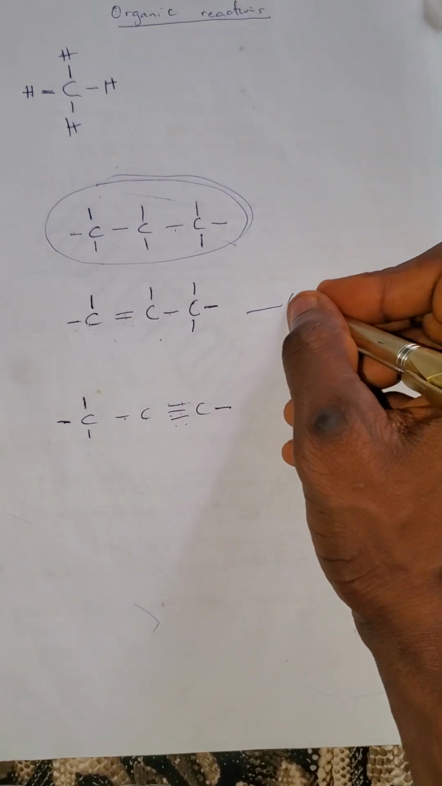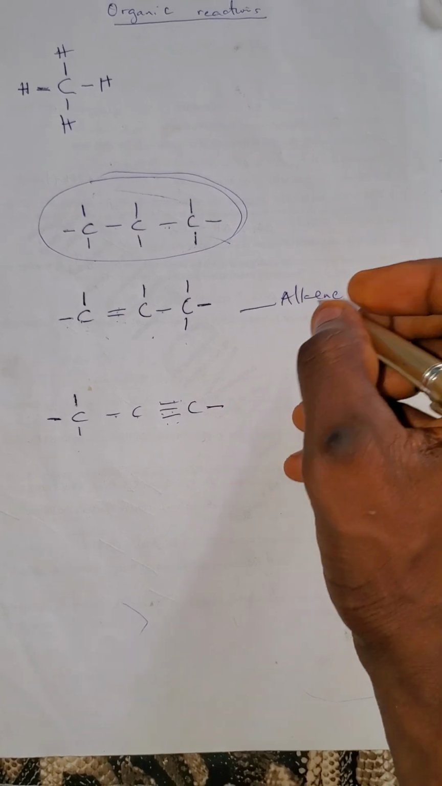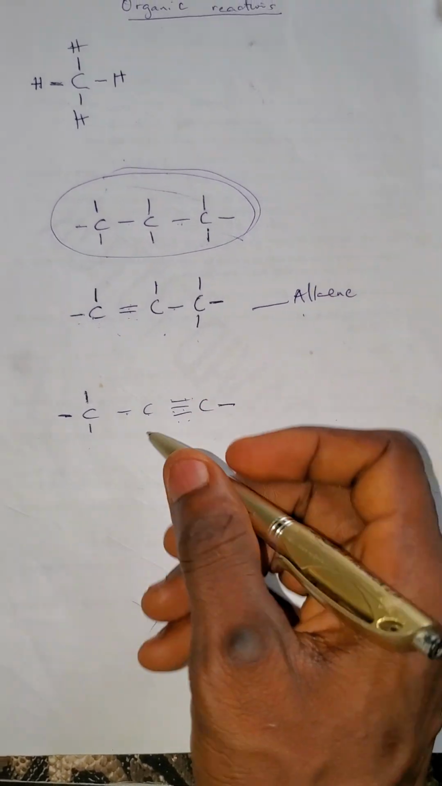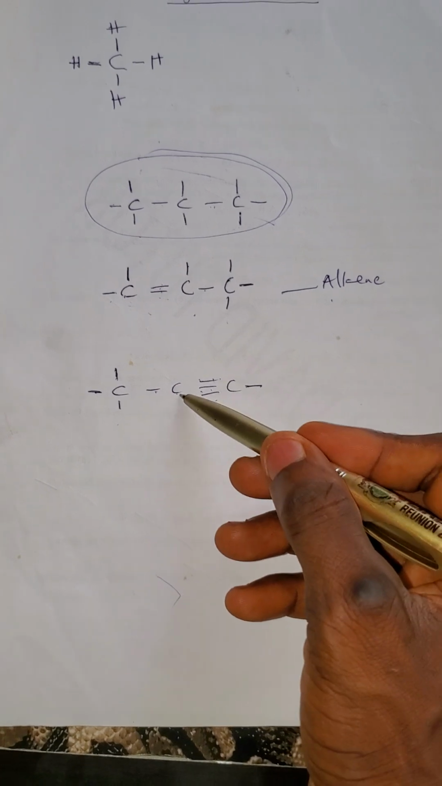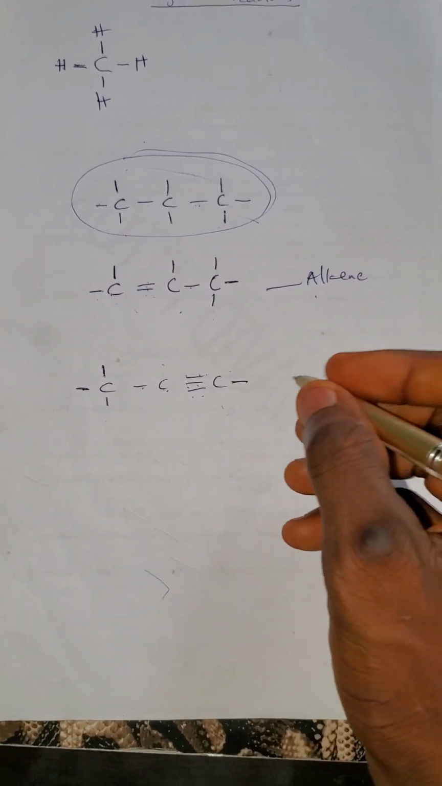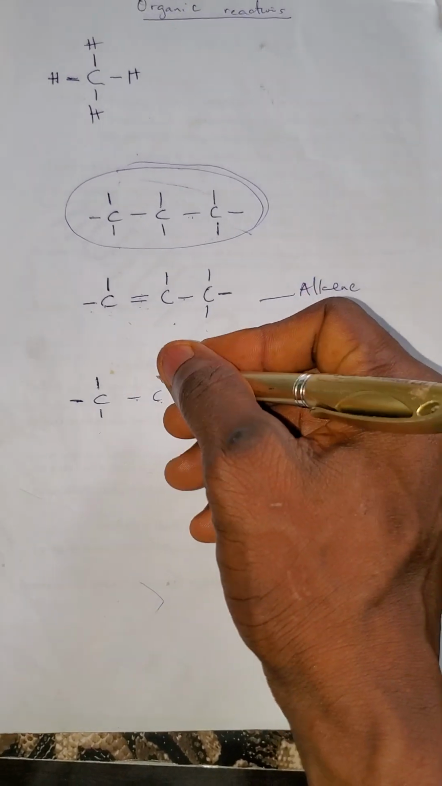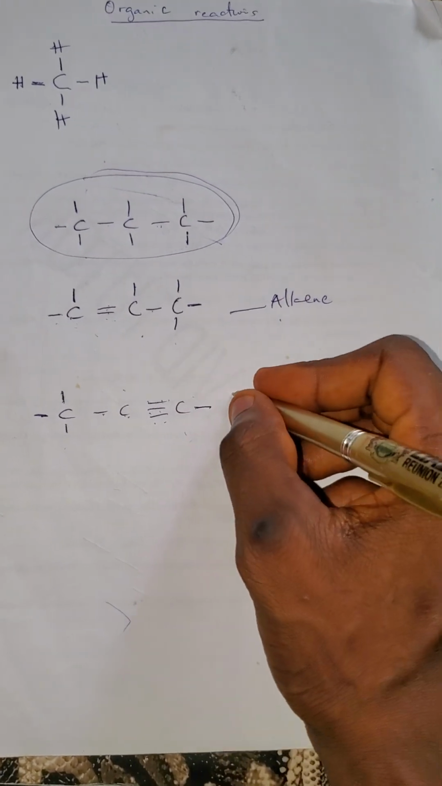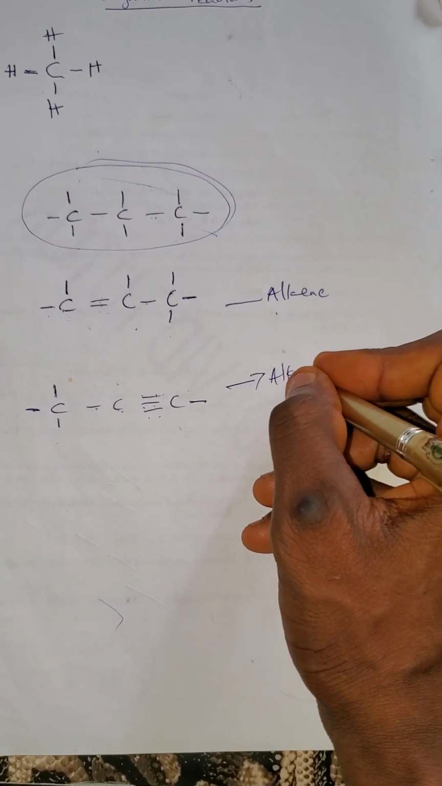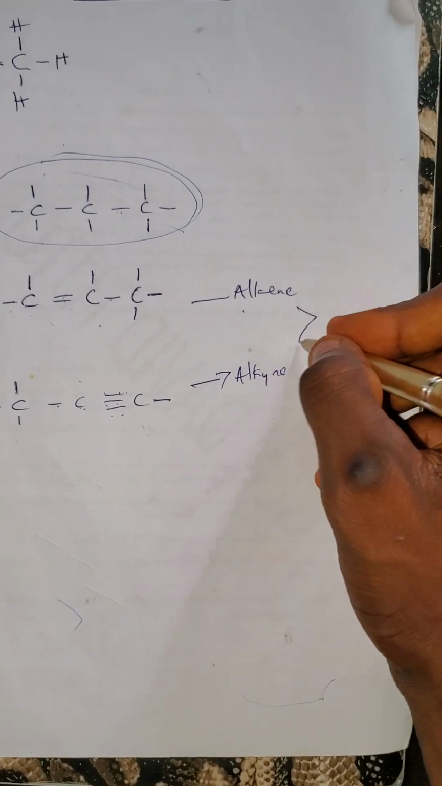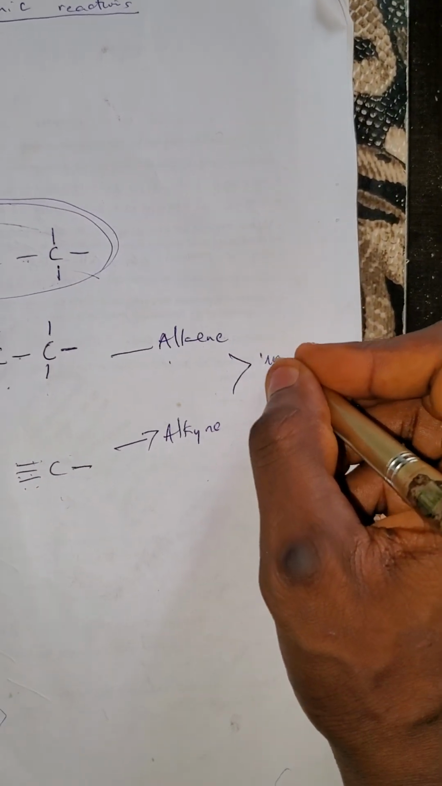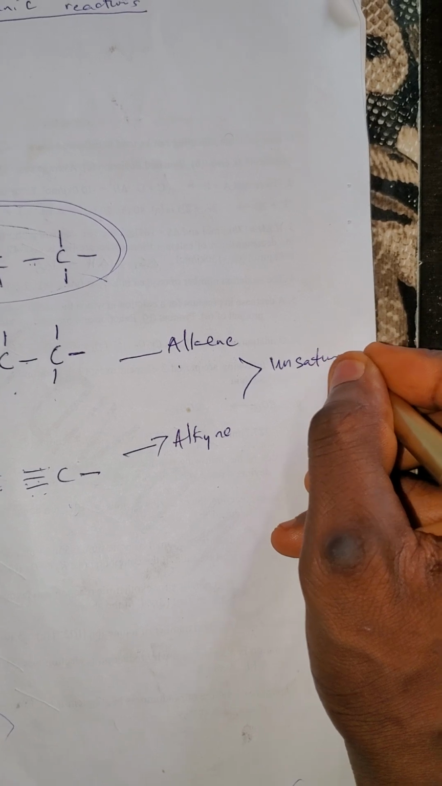So that's why we can call it alkane or saturated. And at the same time, check this alkyne. There's space there, there's space there, there's space there, there's space there. So we can stretch this in order for other atoms to come in. So that's why this alkyne and this alkene can be known as unsaturated.